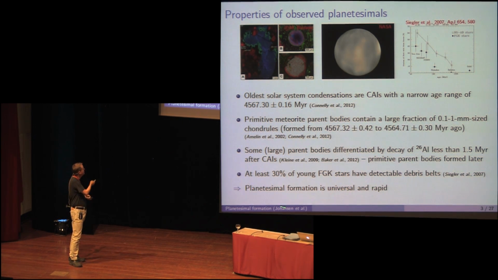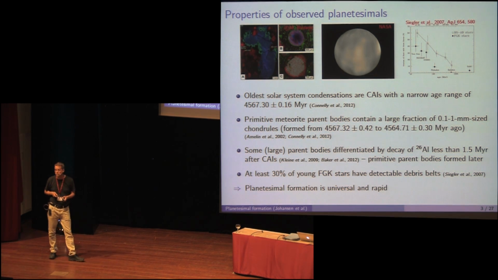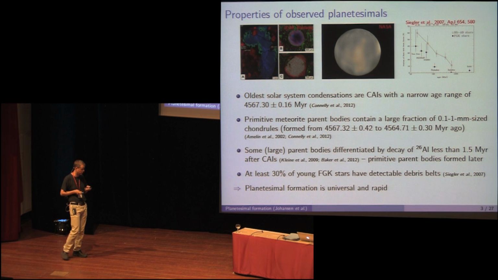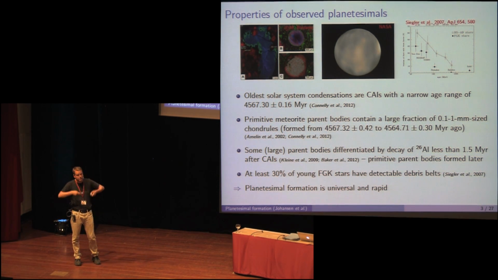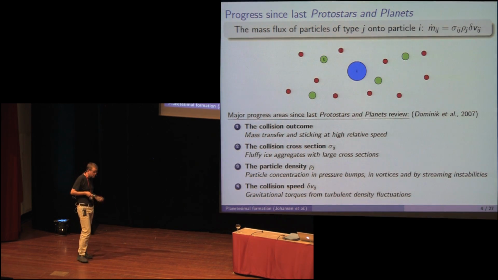So what I'm trying to get at here is that nature is telling us that planetesimal formation is universal. It happens around all stars. And it's also rapid, in that large planetesimals which can differentiate must form within maybe 1 or 2 million years. Good.